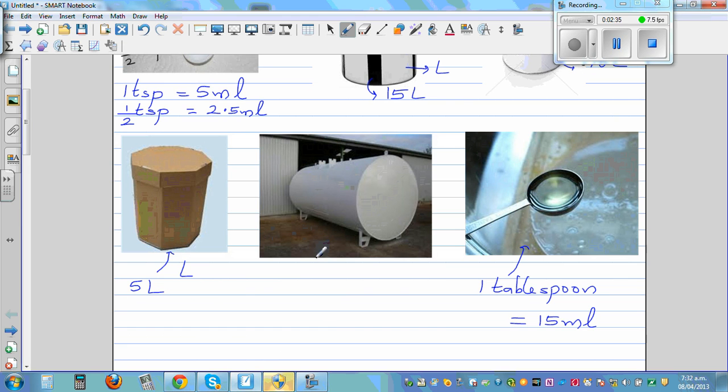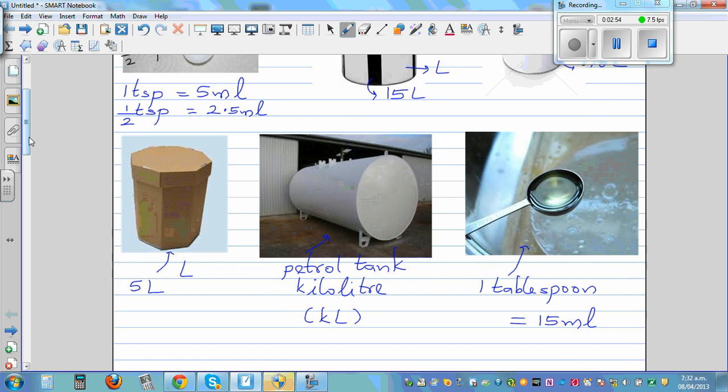Now this is a petrol tank. You measure a petrol tank in kiloliters, and kiloliters you write as KL.